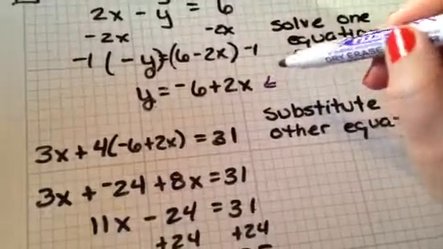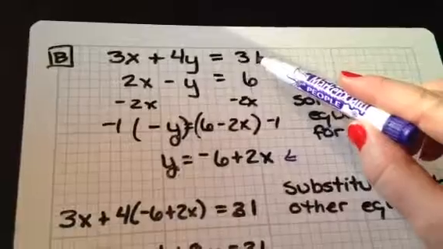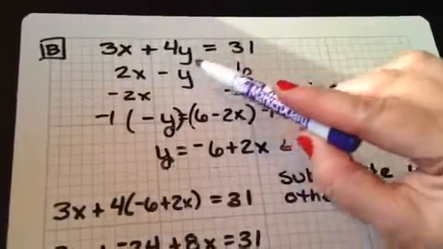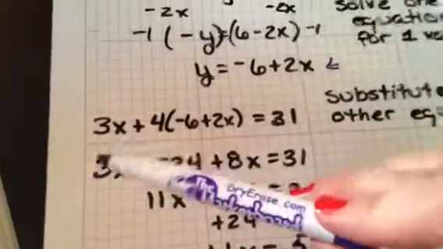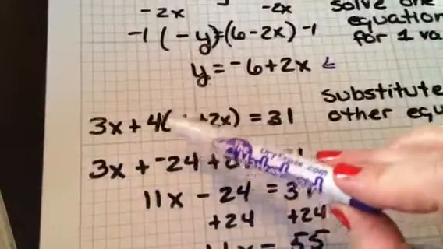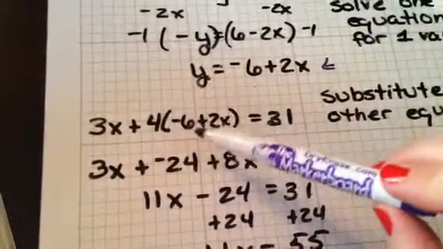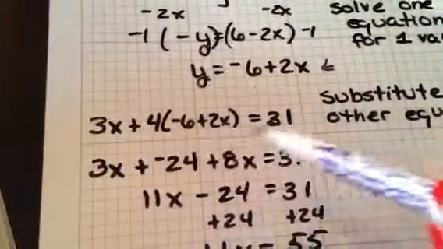Well, now I can take this guy and I can go to the other equation, and instead of writing y, I can write negative 6 plus 2x. And what does that do for me? Well, look here. When I do that, I get 3x plus 4 times negative 6 plus 2x equals 31. There's no more y's here.